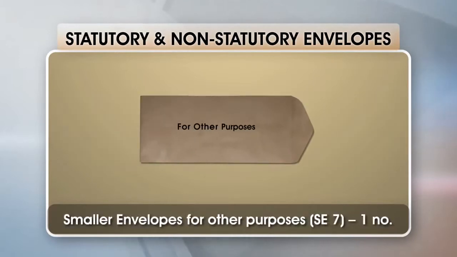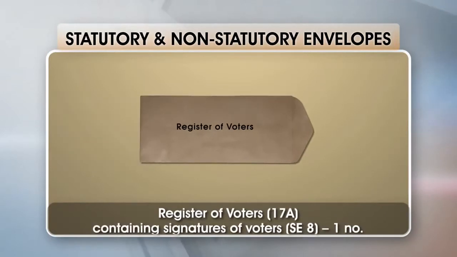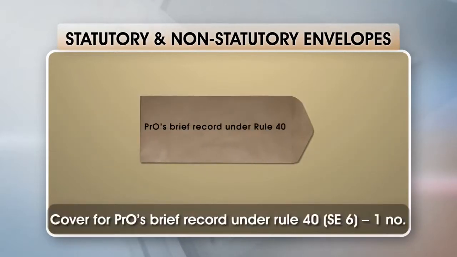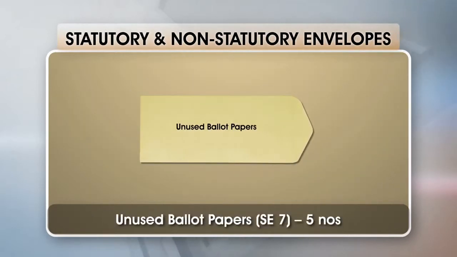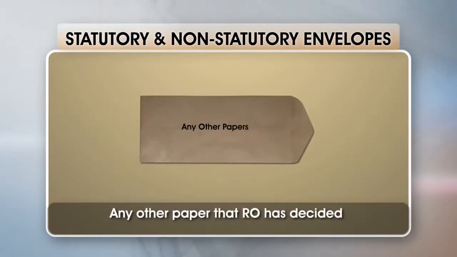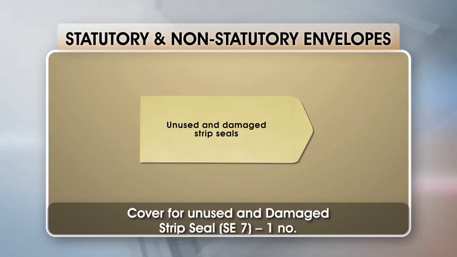Smaller envelopes for other purposes, SE7, 1 number. For register of voters, 17A, containing signatures of voters, SE8, 1 number. Cover for PRO's brief record under Rule 40, SE6, 1 number. Plain envelopes, SE7, 2 numbers and SE8, 3 numbers. For unused ballot papers, SE7, 5 numbers. For any other paper that RO has decided to keep in sealed cover, 1 number. Cover for unused and damaged special tag, SE7, 1 number. Cover for unused and damaged strip seal, SE7, 1 number.